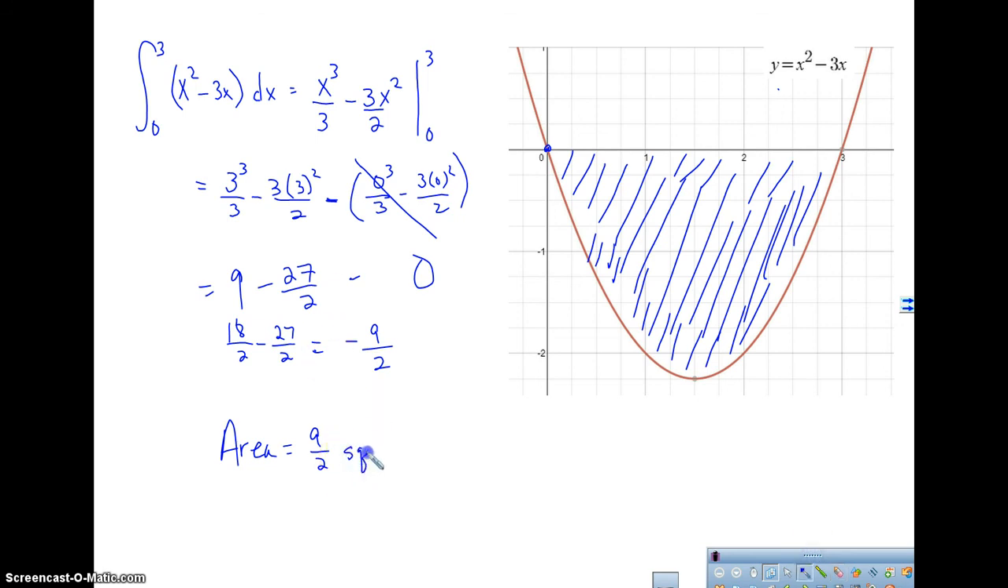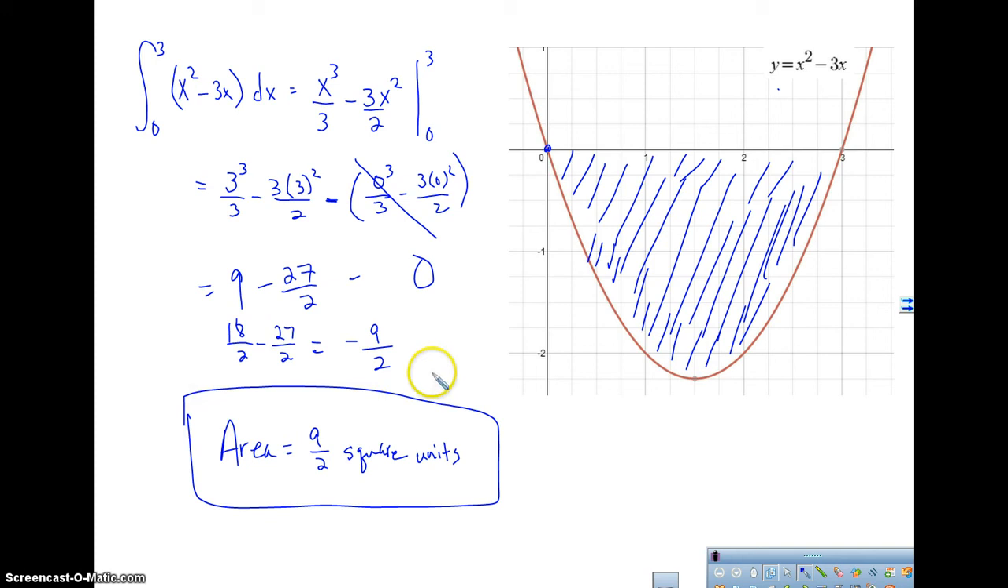Okay, so that's it, guys. All you do is take the antiderivative and plug in the values. That's the fundamental theorem of calculus. We're using definite integrals to find the area under a curve. That's it.